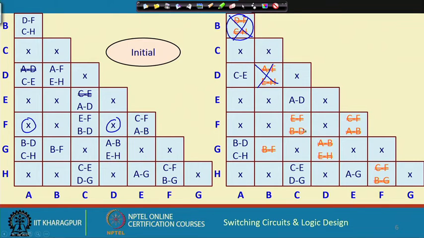This one, right? This one. EF, BD, ENF. Okay. Then BF, BNF is cos. This is getting cancelled out. AB, EH. ENH is this AG, AG is already cancelled out.